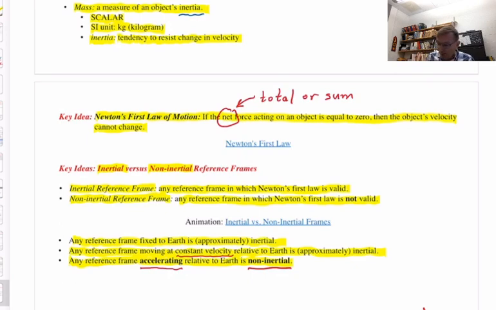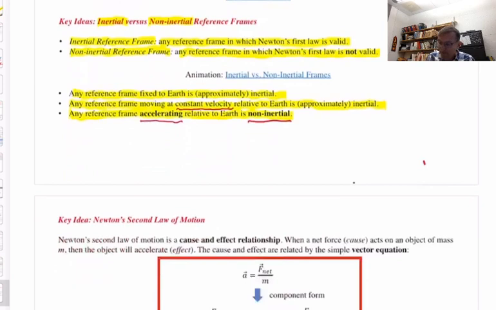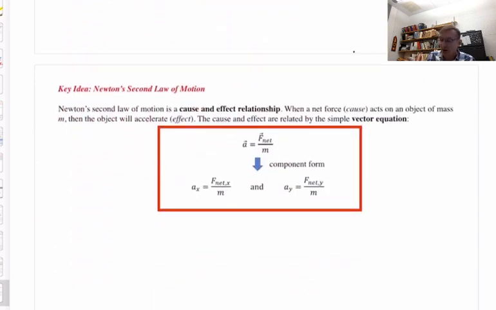Okay, one more key idea, but it's a biggie. Another law of physics that we need. It is the key one, in fact. No doubt about it. The key law when studying dynamics. Okay? And of course, it's called Newton's second law of motion.